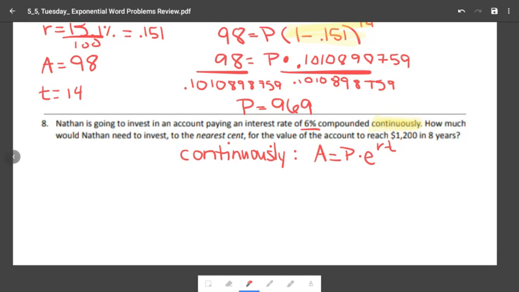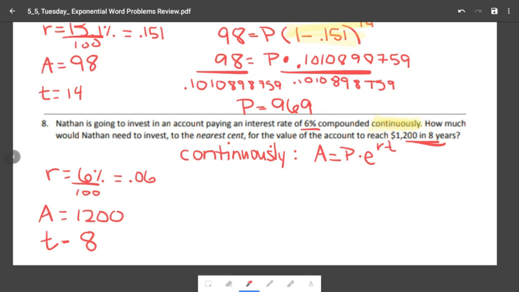So our rate R is 6%. Divide by 100, so we're going to use 0.06. We are looking for how much he needs to invest, so we are going to be solving for P because we reached $1,200 in 8 years. So A is 1,200 and T is 8.